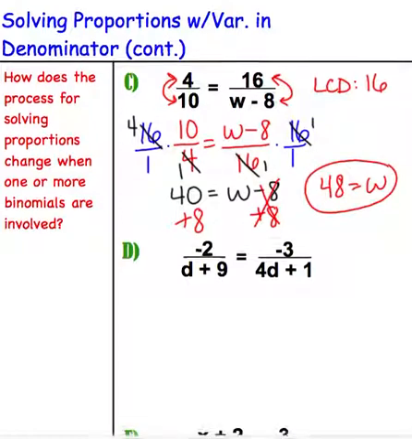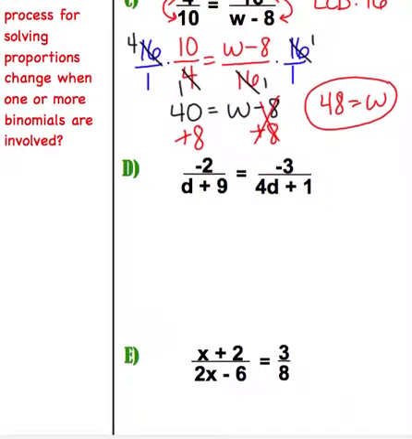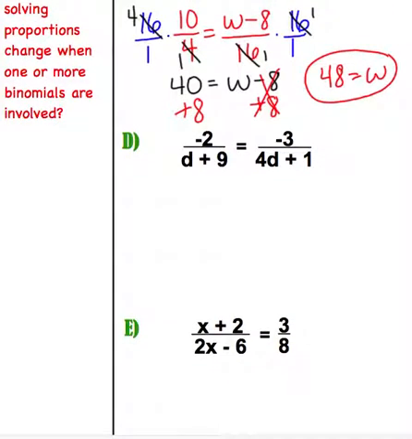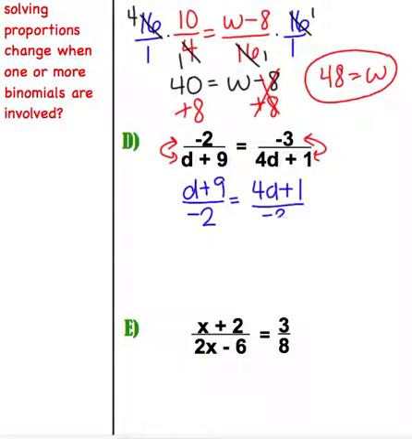So now let's take a look at it with two variables, one on each side in the denominator instead of just one binomial. And so we're going to start off by going ahead and flipping our ratios, which then will give me D plus 9 over negative 2 equal to 4D plus 1 over negative 3.